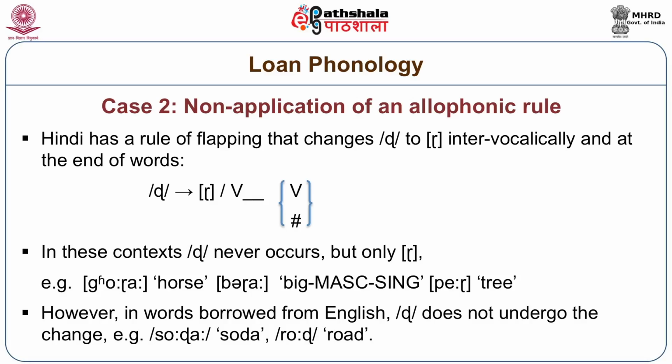However, when we look at borrowings in Hindi from English, then we find that this rule is not attested. So Hindi speakers pronounce words such as soda or road. They don't make a soda and road. Now the question that arises is, what is the cognitive significance of this? How is it that speakers of Hindi keep the two phonological rules apart? Are there any principles that explain the organization of sounds in two different ways?